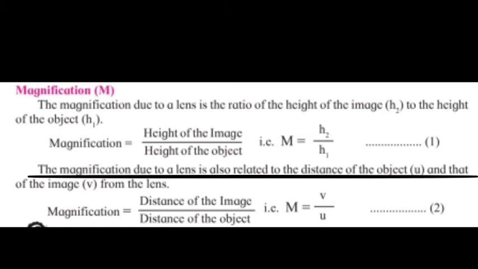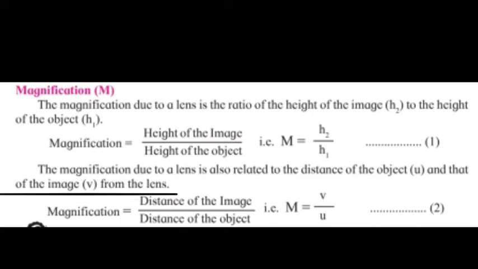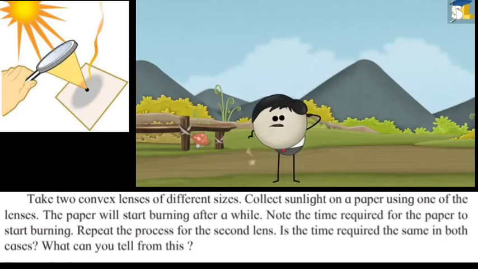The next line says that the magnification due to a lens is also related to the distance of the object u and that of the image v from the lens. So magnification is equal to the distance of the image upon the distance of the object, that is, m = v/u. Now we have performed this experiment in our childhood.